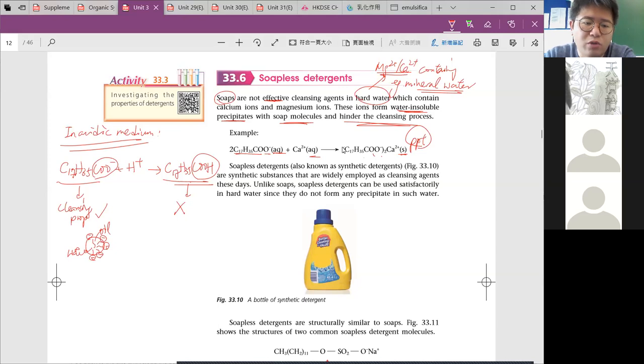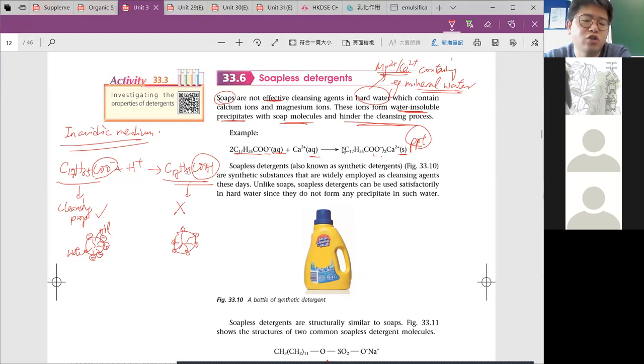But how about this one? Of course, you may do something like this, you can still do it like this. But the cleaning action is not so obvious because of this part. This is neutral. So only by very, very rigorous stirring can you get oil droplets.